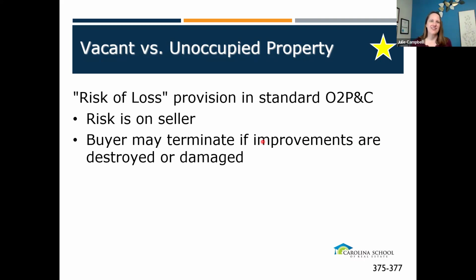Questions on this? Again, I think that's why we have this whole unit, is to make sure that we're having these conversations with our buyers and sellers.